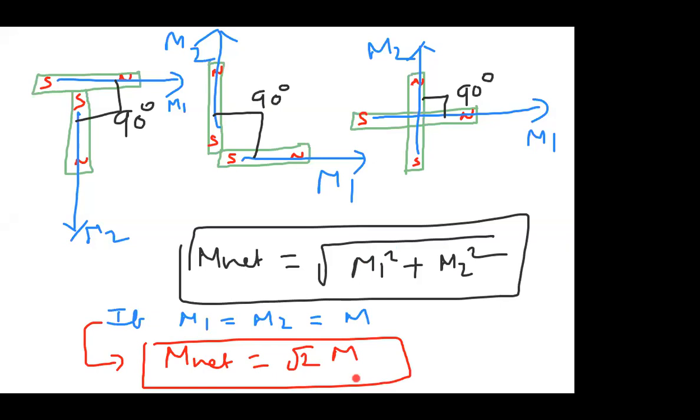So whenever the magnetic moments are perpendicular, this is fixed. The value we get: M naught is square root of M1 square plus M2 square. Also M naught is root 2M.